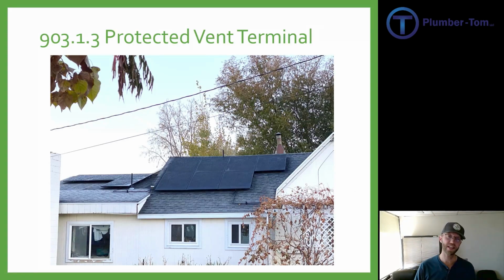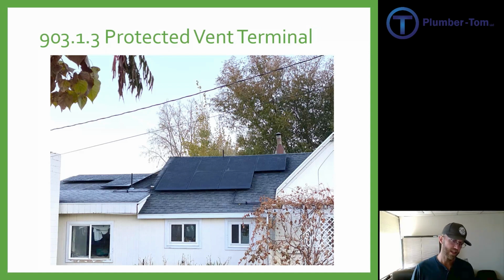903.1.3 talks about the protection of the vent terminal, and this is a new section added in the 2021 plumbing code. And what this is about is the increasing number of solar panels that are being installed on the roof, or you can also have like a decorative shroud, something to cover up that vent pipe that's just sticking up out of the roof. As they're adding solar panels to roofs, they're going to have to cut down those vents in order to get them in place at times. And for that reason, the code says that you have to leave at least 2 inches.